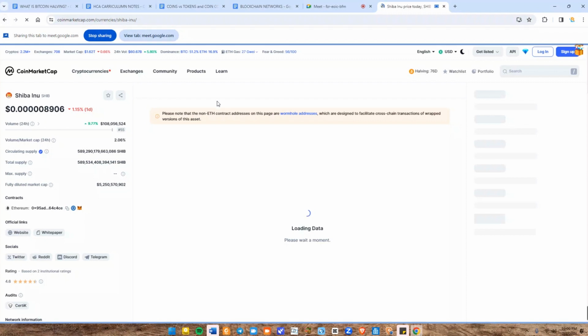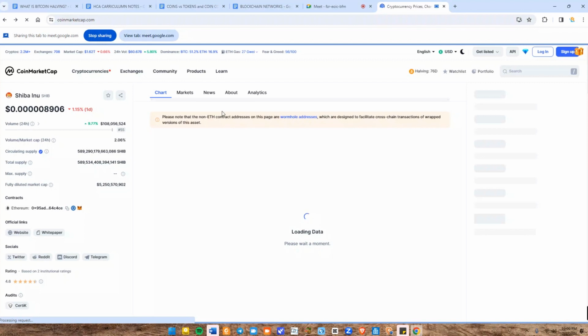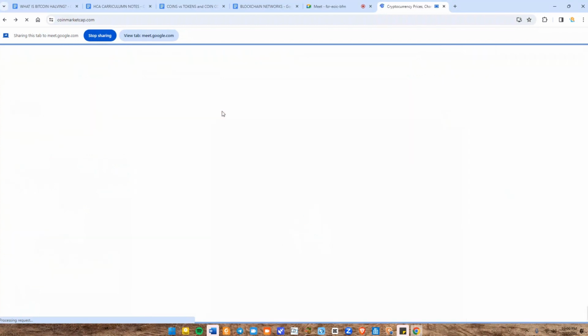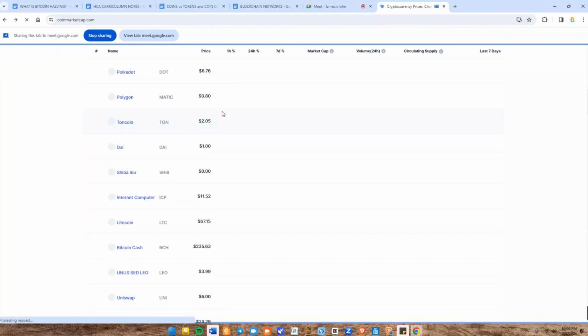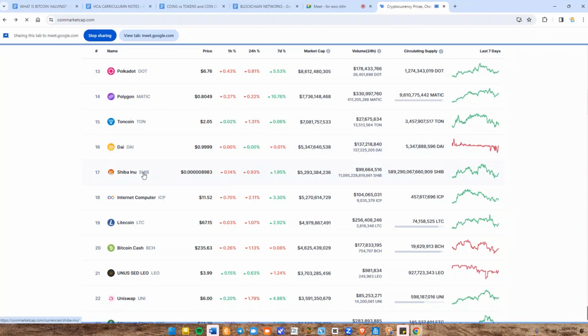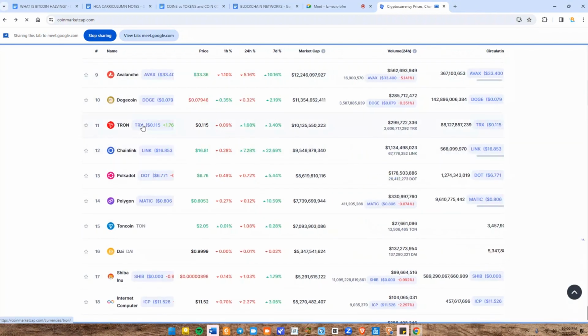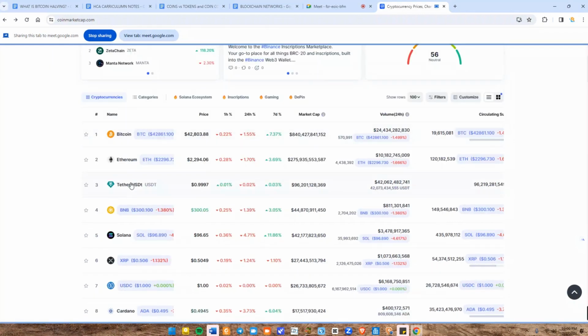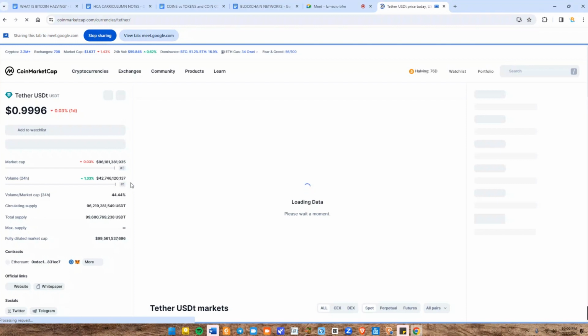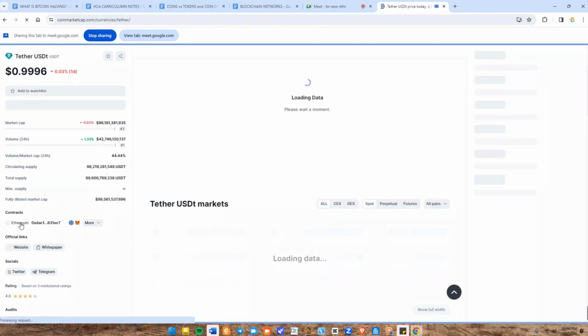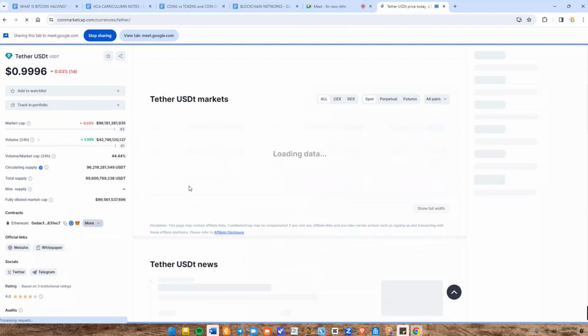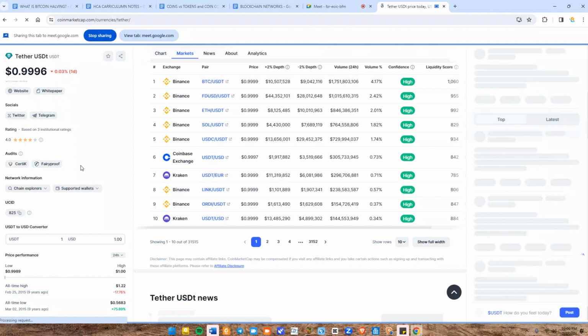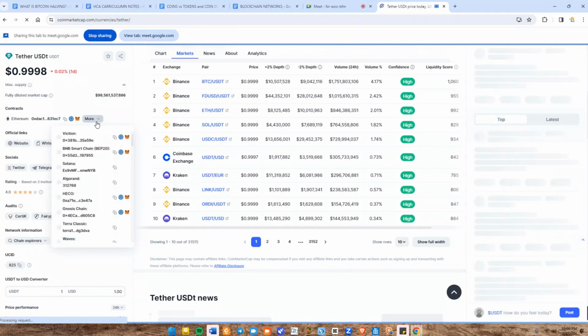Now, you will also find that there are other projects that have been built on multiple different blockchain networks, okay? Let me take USDT for example. USDT runs on a lot of blockchain networks. So if you check here, you can see the contract, it's Ethereum. But when I click on more, you will see quite a lot of other blockchain networks that USDT has been built on. Can you see?